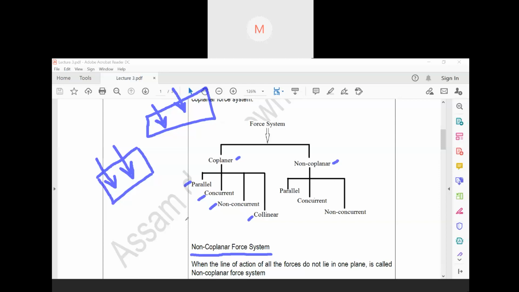Why no collinear? Let me give you an example. Look, this is non-coplanar now. These are in two different planes, right? So if these are in two different planes, what happens? They can't be collinear, they can't lie on the same line. If you put this in the same line, they will come out of a different plane. This is a different plane. So there will be no collinear in non-coplanar. These are all different planes, so the forces cannot be in the same line.